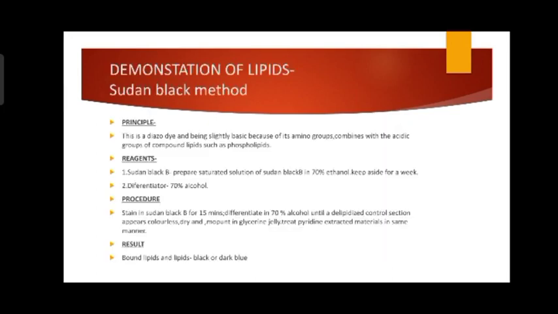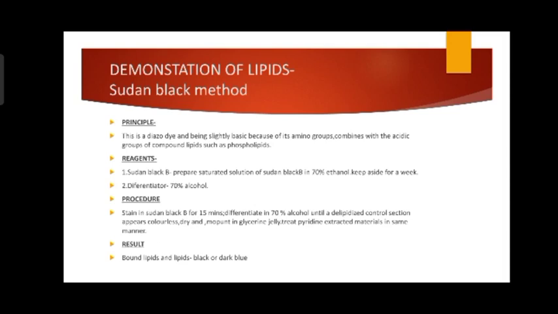And the next one is the demonstration of lipids. For that we use the Sudan black method. Sudan black is used for staining a wide variety of lipids such as phospholipids, sterols and neutral triglycerides. Sudan black can also be used for staining chromosomes, Golgi apparatus and leukocyte granules.